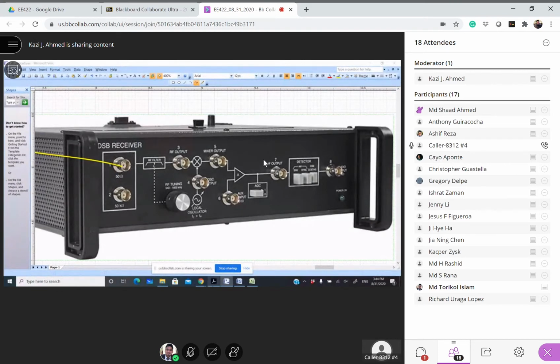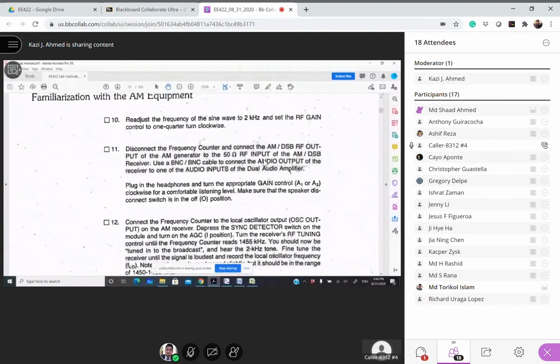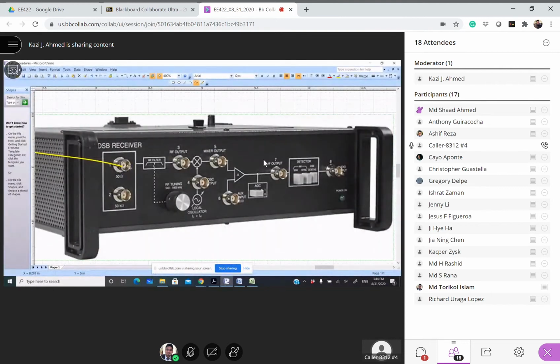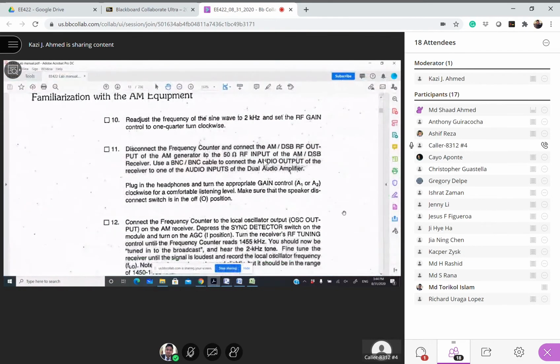So it says, cable to connect. Disconnect the frequency counter, connect the output of the AM generator to the 50 ohm RF input of the receiver. So this is the 50 ohm RF input to the receiver side, right? Now we are seeing what is there on the receiver side. So we're going to see that now.